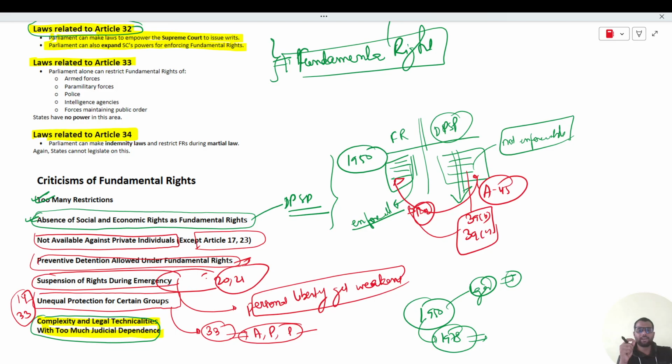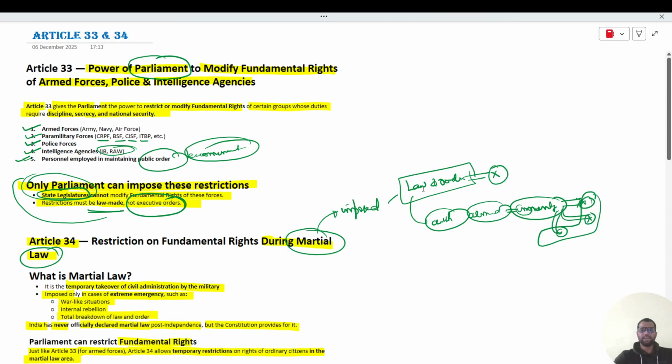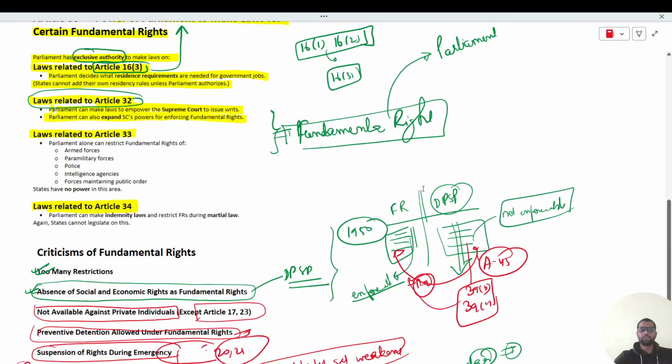So the common man cannot interpret, and cannot even tell what fundamental rights we have. Every time we have to go to the Supreme Court, and then the Supreme Court says yes, this is covered under fundamental rights. So this is also one of the criticisms: the technical complexity itself results in too much judicial dependency. So these are the criticisms of the fundamental rights. And with this, we end Part Third of the Indian Constitution.